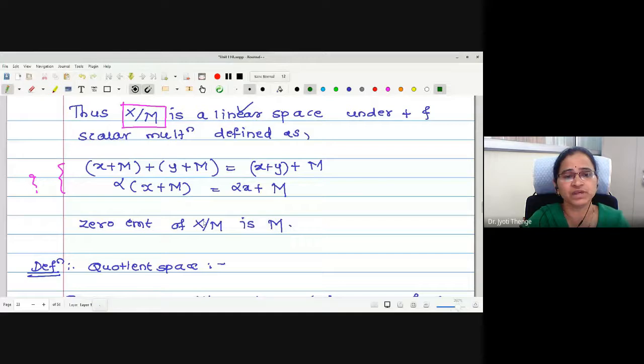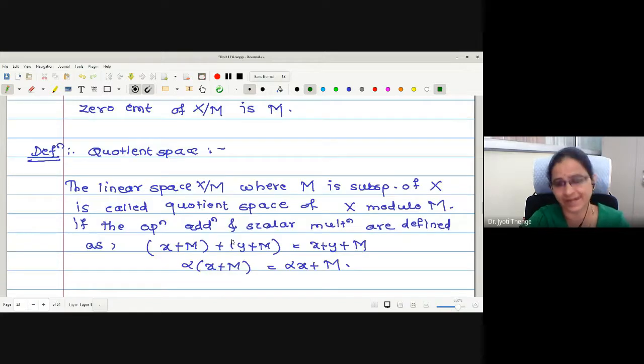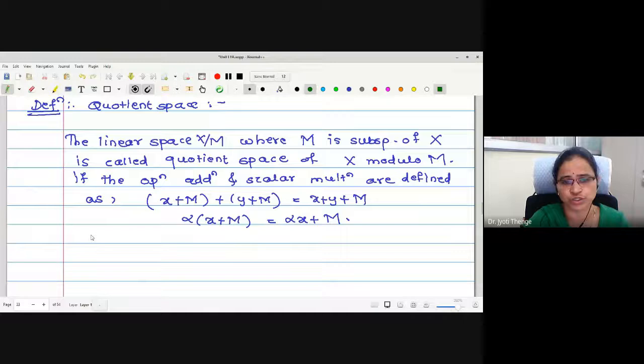Right? Then we know that this X by M becomes the linear space under the two operations of addition and scalar multiplication. If you want to verify, you can verify all these 10 properties of the linear space or the vector space by taking these two operations, addition and scalar multiplication. The zero element of this corresponding space is the set M itself, right? This is what a quotient space is.